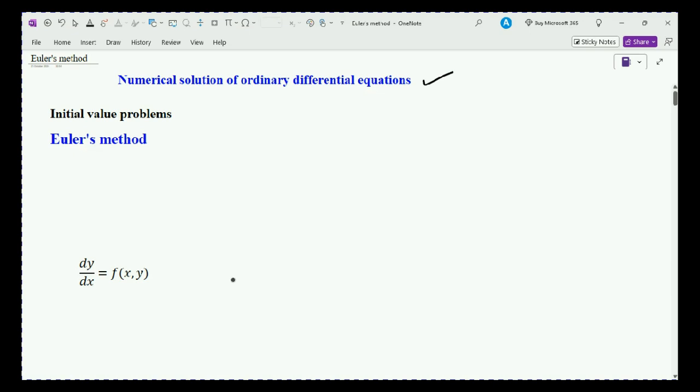differential equations. There are basically two methods to discuss here. The first method is Euler's method, which will be discussed in this session. Another method, which is a second order method, is called the Runge-Kutta method, or RK2 method, which will be discussed in the next class.